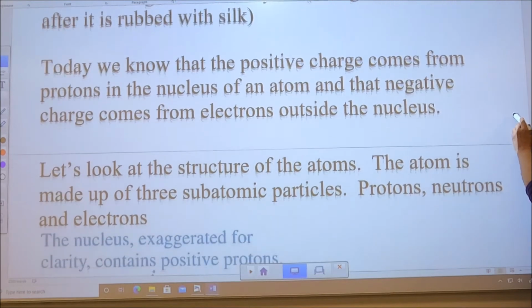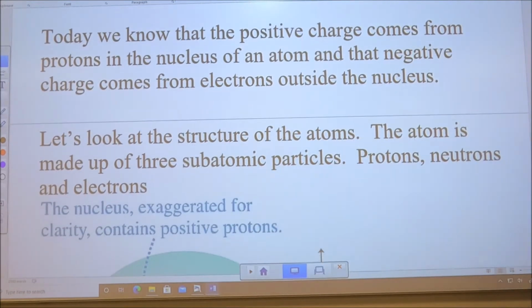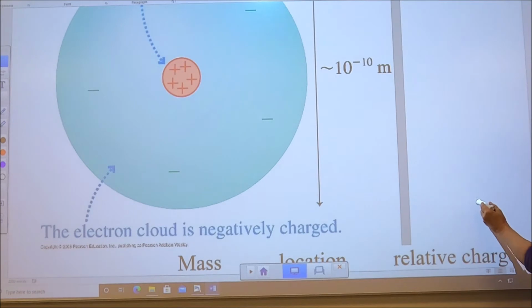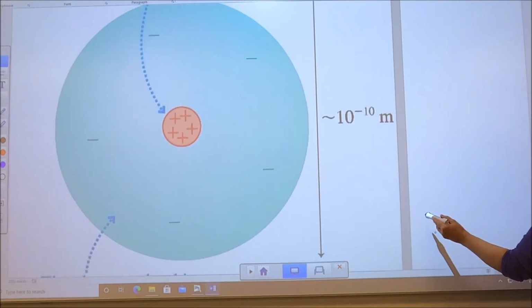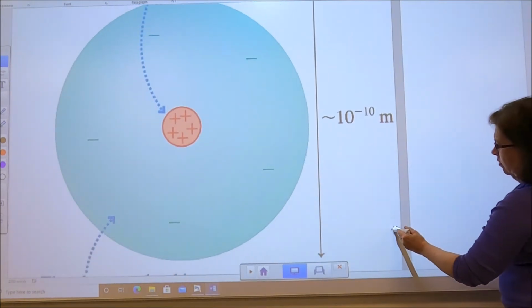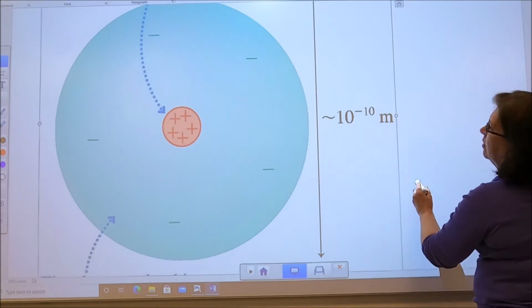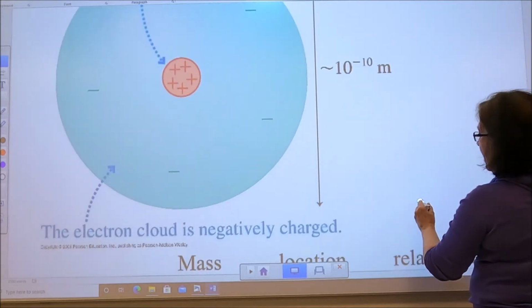We now know that positive charge comes from the protons in the nucleus of the atom, and negative charge comes from electrons outside the nucleus of the atom. So if we look at the structure of an atom, and let me shrink this down a little bit.